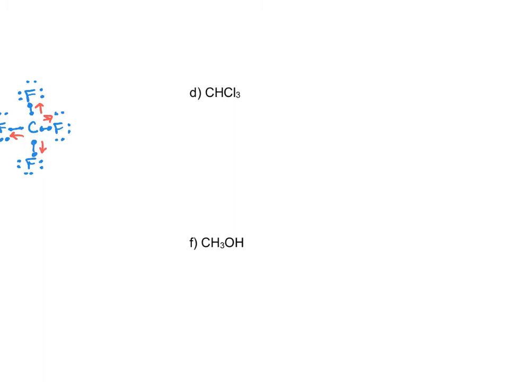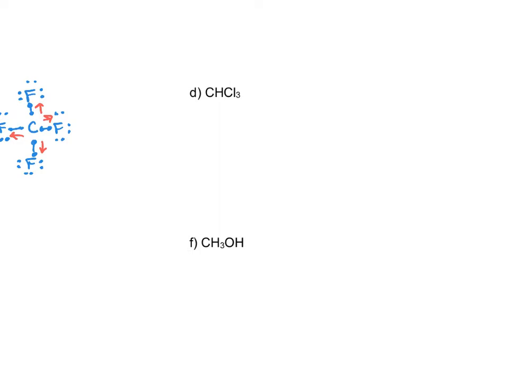Here we've got CHCl3. We've got a carbon, one of them. It has 4 electrons. We've got 1 hydrogen. That's 1 electron. And then we've got a chlorine. We have 3 of them times 7 electrons. That's 21. We add that up. That is 26 electrons total.